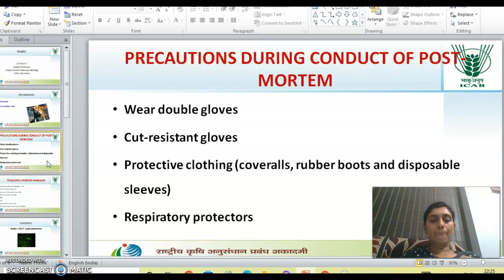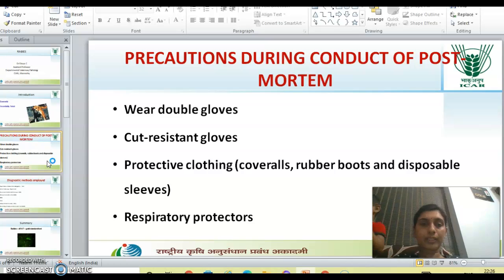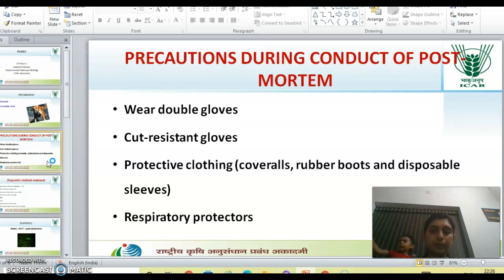One thing to be understood here is that confirmatory diagnosis of rabies can be done only on post-mortem samples, because we require the brain to be taken out and the test to be performed on brain in order to diagnose rabies. So, what are the precautions to be taken during the conduct of this postmortem? Always wear double glove, cut-resistant glove, protective clothing, and respiratory protectors.